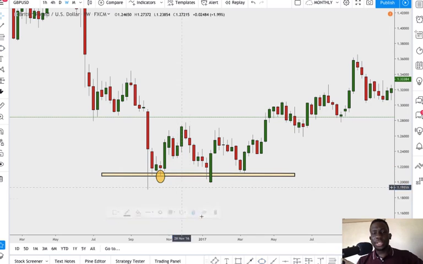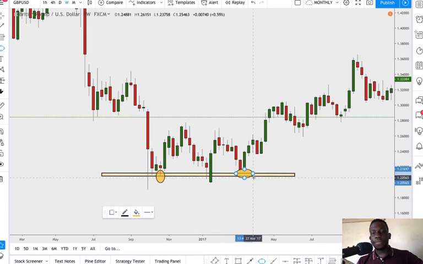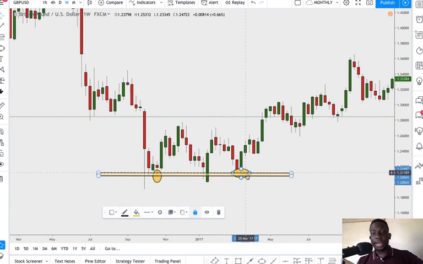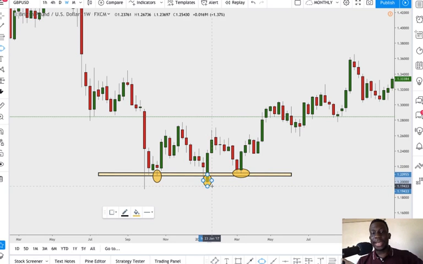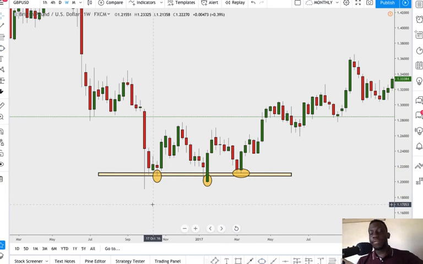Okay guys, I noticed that we had a left shoulder, and I noticed that we formed something that looked really like a right shoulder, and I saw this guy pop out here looking like a head. So what I was seeing right in front of me on the weekly time frame was actually an inverse head and shoulder.